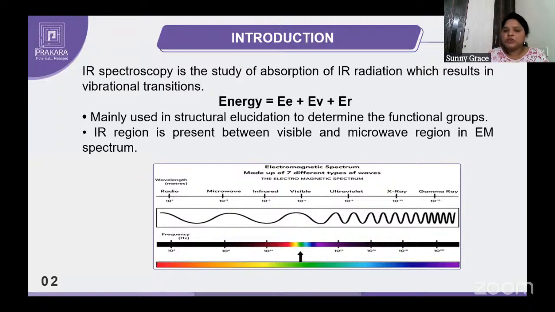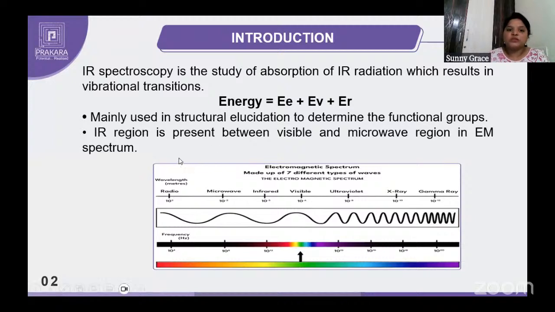In UV visible spectroscopy, we dealt with electronic transitions. But IR spectroscopy deals with the vibrational transitions. The vibrations which take place within the atoms are responsible for the absorption of the IR spectrum, which we will be studying. That is the topic known as infrared spectroscopy. Mainly it is used in structural elucidation to determine the functional groups. So what are the functional groups that are present within the molecule, you will be determining using IR spectroscopy.